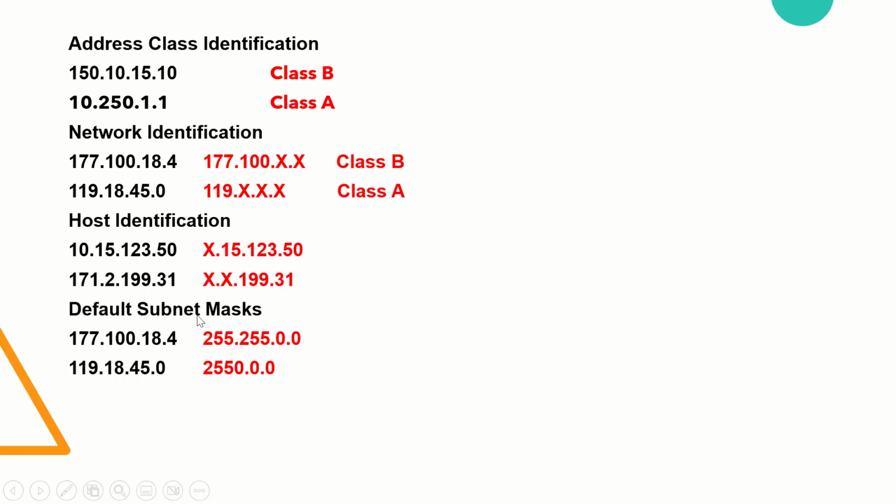But the default subnet mask for class B is 255.255.0.0. For class A, it belongs to class A because it starts with 119, and this is 255.0.0.0. Also, we have a lack of dot here. Yes, and for class C it's 255.255.255.0.